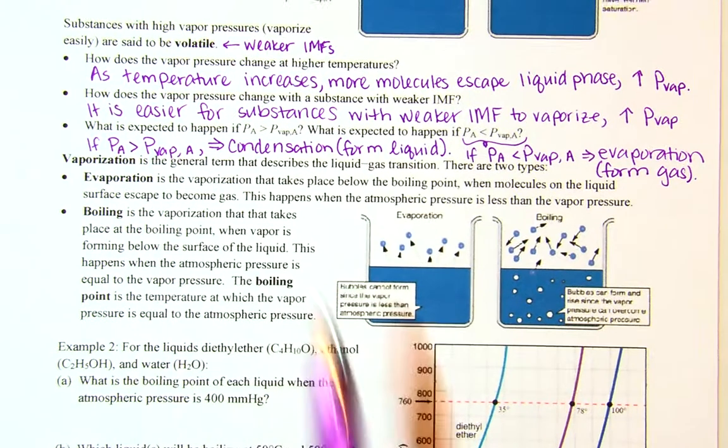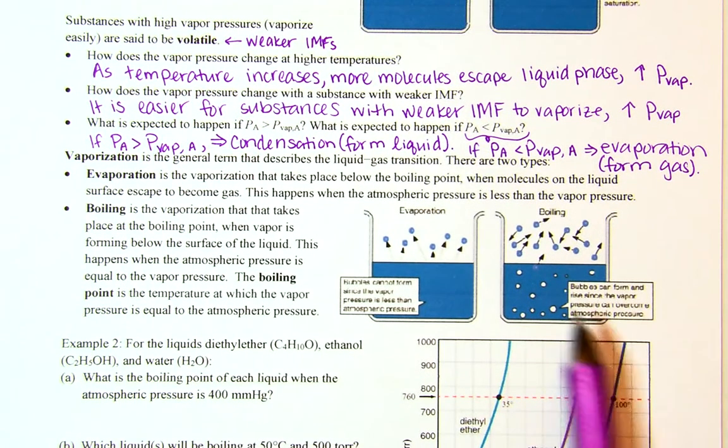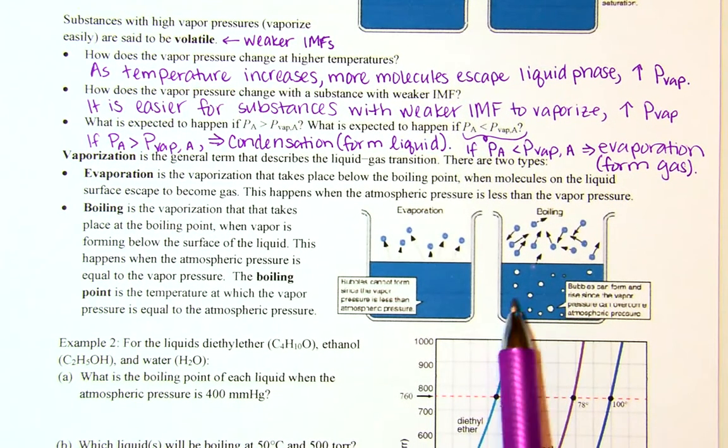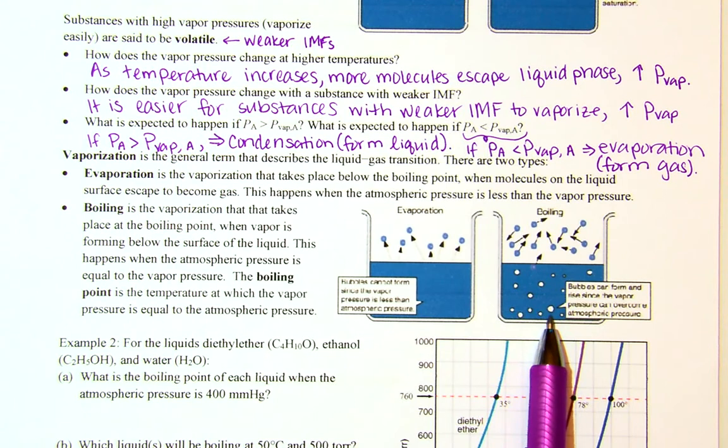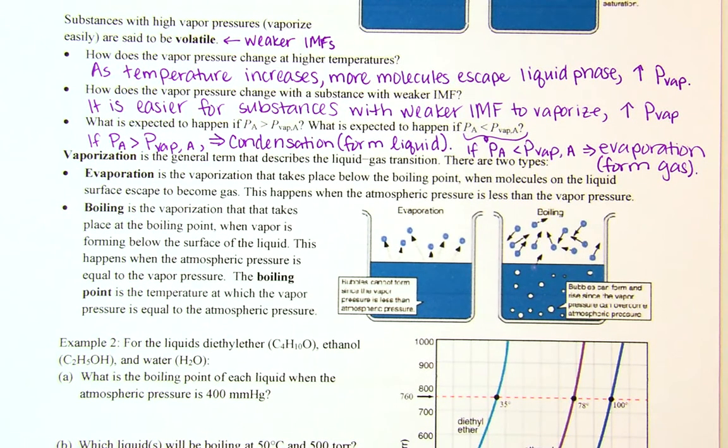Boiling is a vaporization that takes place at the boiling point, when vapor is forming below the surface of the liquid. And we've all seen this happen. Maybe if you have ever opened those sodas in the clear containers they sell in the vending machines. Before you open it, it looks just watery and you don't see a bunch of bubbles inside.